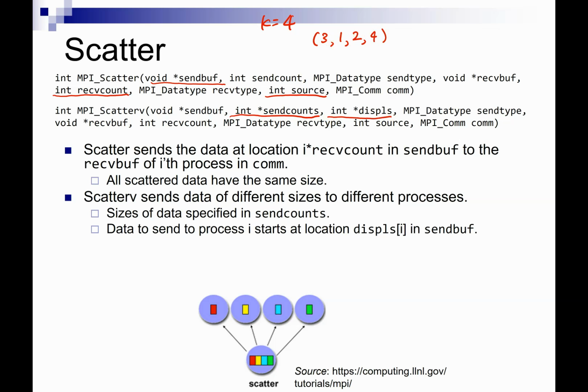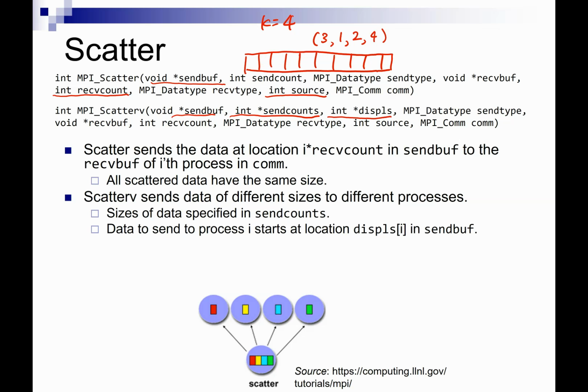Now, there's this other parameter, displacements. This displacement tells me where the data is actually located in my send buffer. Imagine that I'm sending 10 pieces of data, so let me just draw this out: 1, 2, 3, 4, 5, 6, 7, 8, 9, 10.